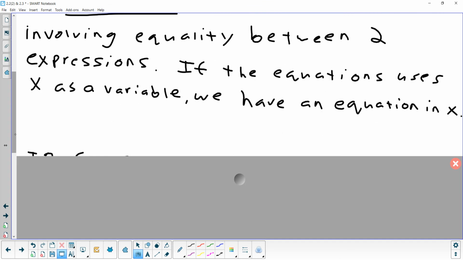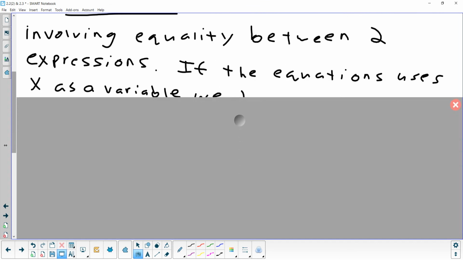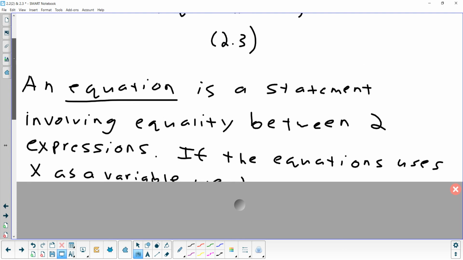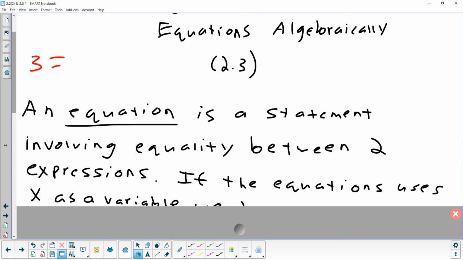So this is an equation. Very simple, but it is a true equation. This is an equation. It's not true, but it is an equation. And then you could also have an equation like this.